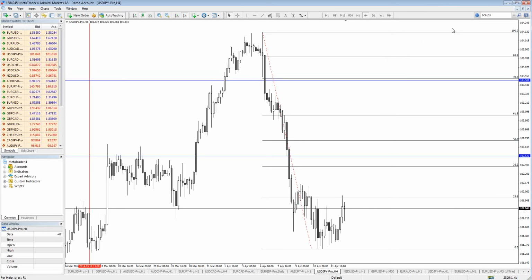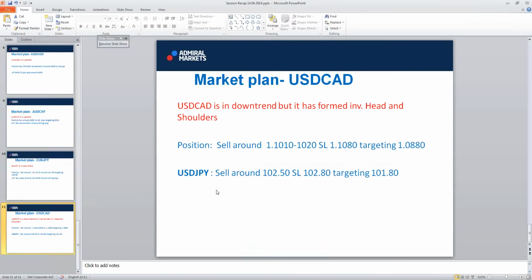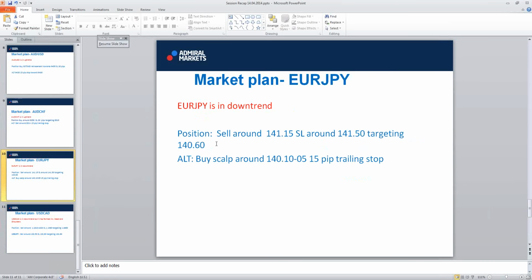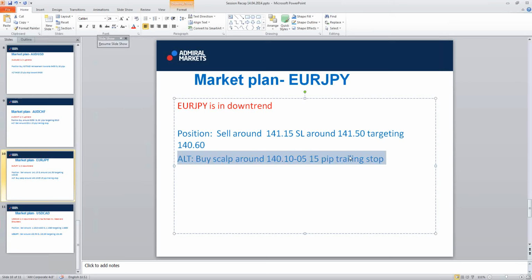So those are simply the rules for these sessions. Whichever of these setups hits first, I usually trade it. If the alternative setup kicks in first, I would trade it first. If this hits first, I would sell it first. I would trade it first.